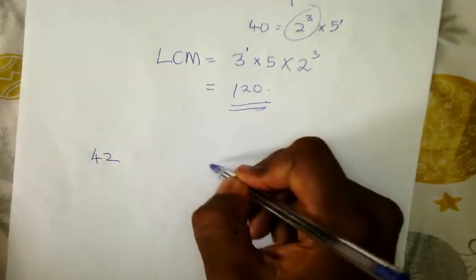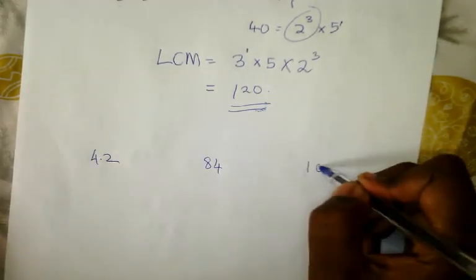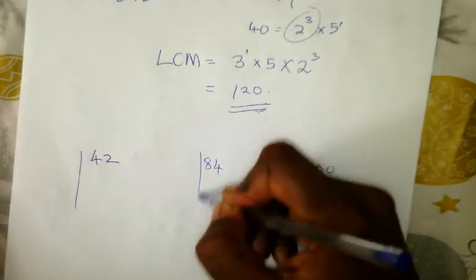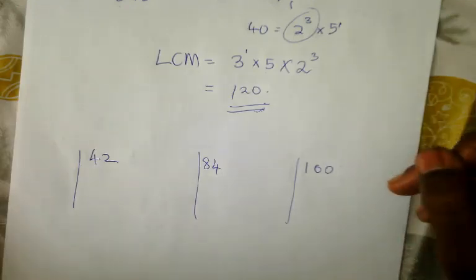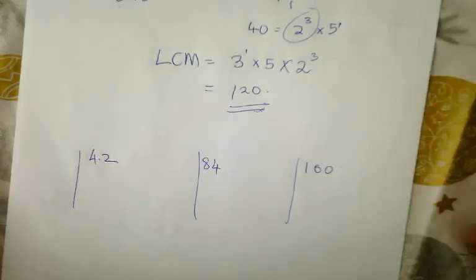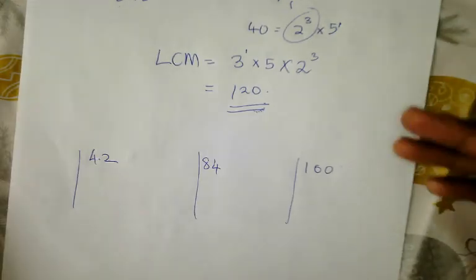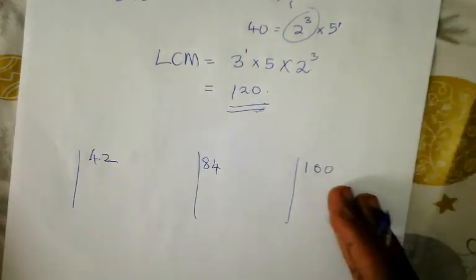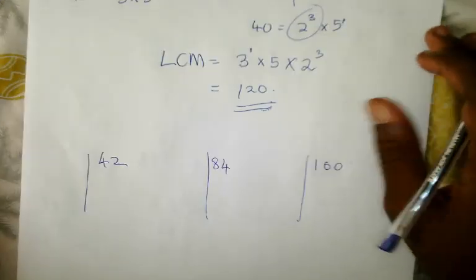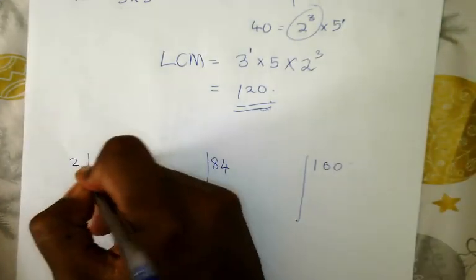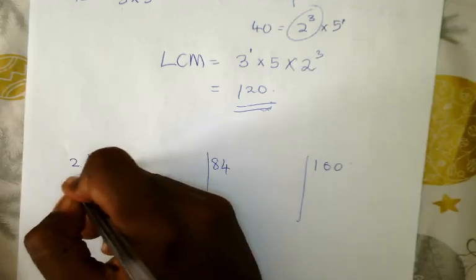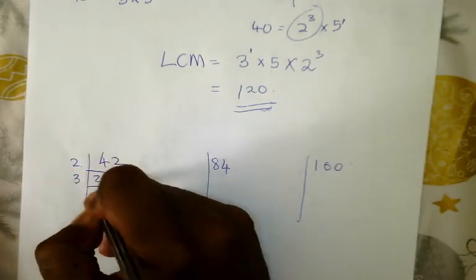So I hope you get it. The trick is to make sure you know how to do your prime factorization. Use your tree diagram method or any other method. From there, you use the same principles to answer the question. So 42 divided by what? By 2 it gives us 21. 3 goes into 21 7 times, 7 goes into 7 once.